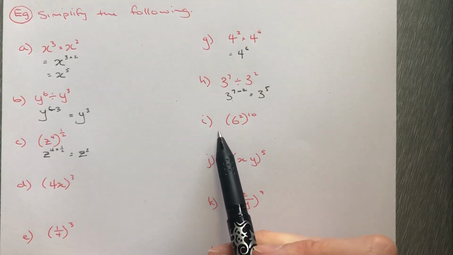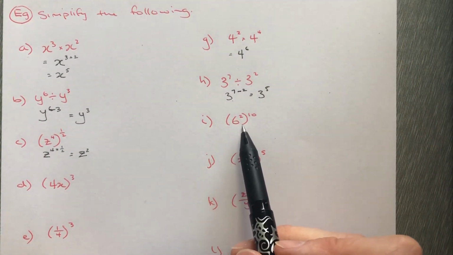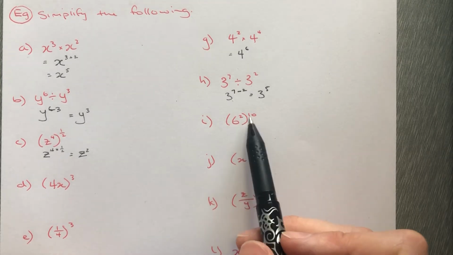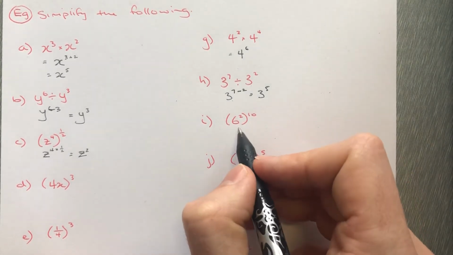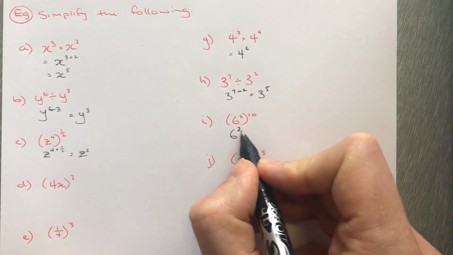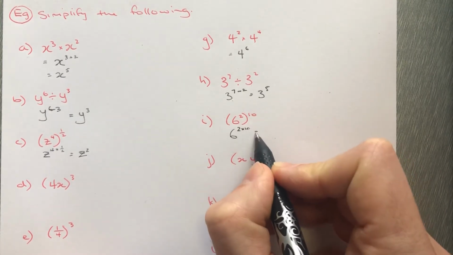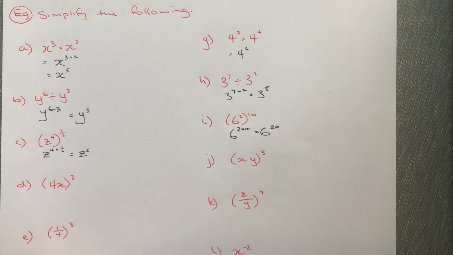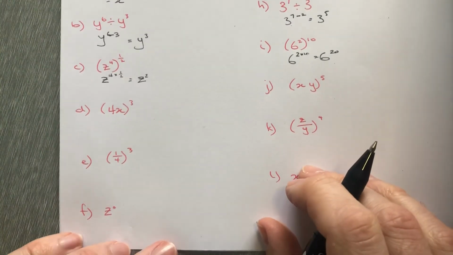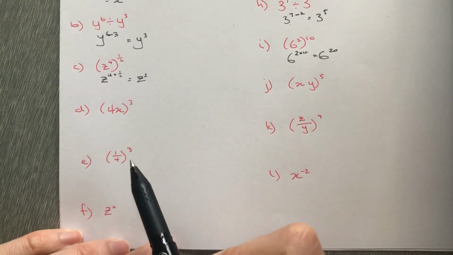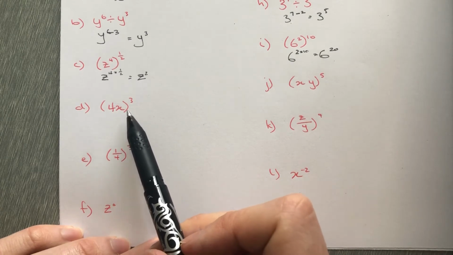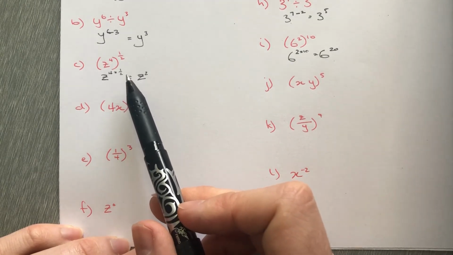And again, if we move over to this one, hopefully we can see that it's pretty much the same thing, except we've got a different base, a couple of different powers, but it works the same. So we're going to have 6 to the power of 2 times 10, which is 6 to the power of 20. Alright, now this one here looks sort of similar to the one above.